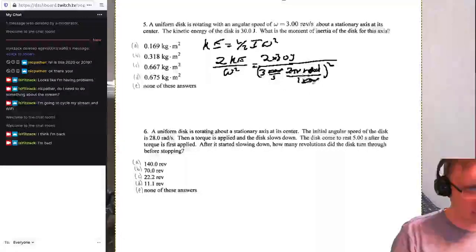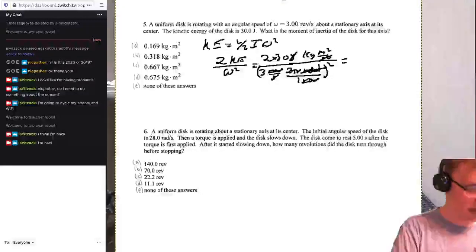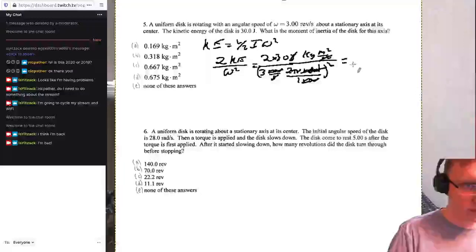Revolutions cancels with revolutions. Radians are unitless. Joules is a kilogram meter squared per second squared. Seconds squared cancels with seconds squared, leaving me with a kilogram meter squared. Units work. So we have 2 times 30 divided by, begin, 3 times 2 pi, end, squared. That gives 0.6169 kilogram meters squared.